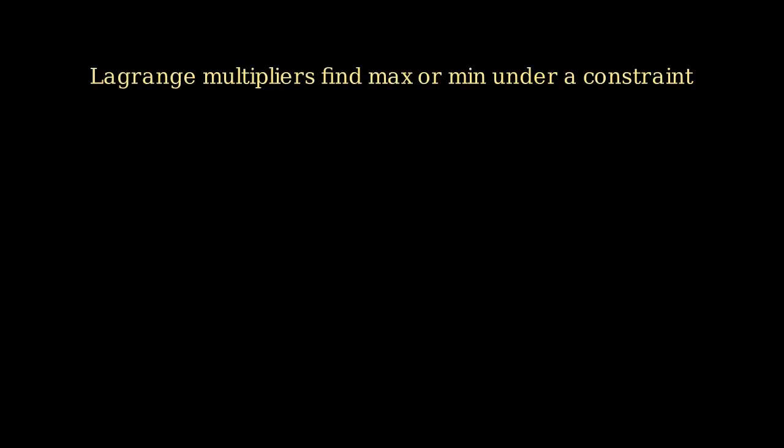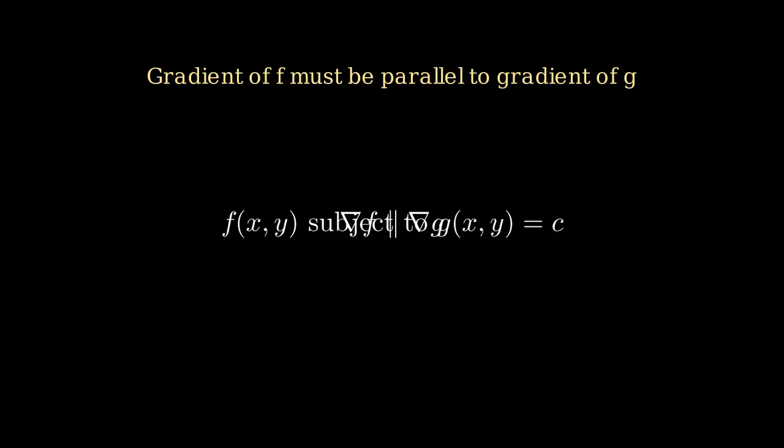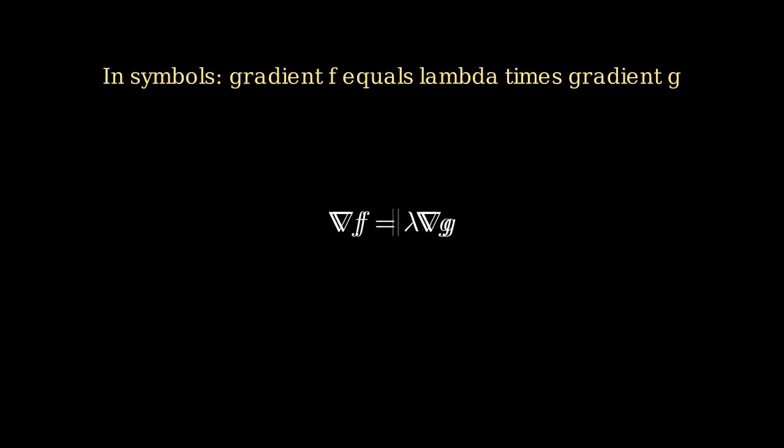Lagrange multipliers are a method for finding the largest or smallest value of a function when that function is subject to a constraint. The rule in words is this: the gradient of the function must point in the same direction, or the exact opposite direction, as the gradient of the constraint. In symbols, this rule is written as gradient of f equals lambda times gradient of g, where lambda is called the multiplier. Let's work through an example together.